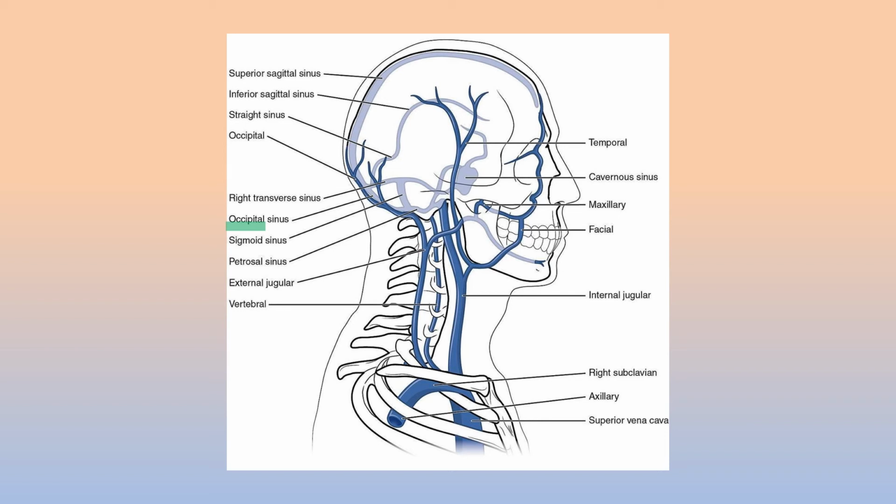Use whatever, I would say, use whatever helps you to learn something. You'll notice there is both an external jugular and an internal jugular vein. They're not arteries, they're veins.